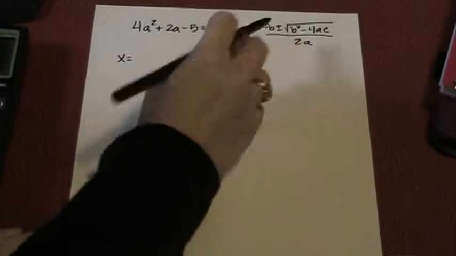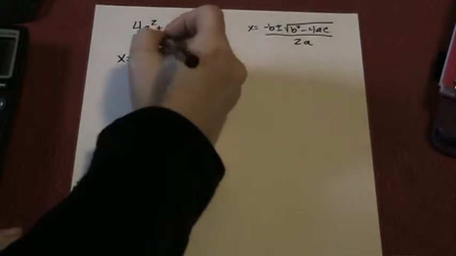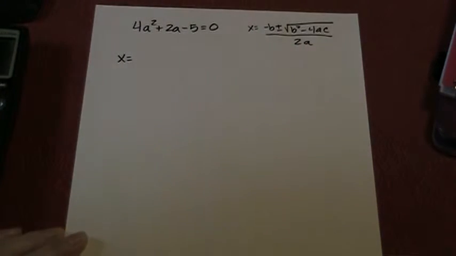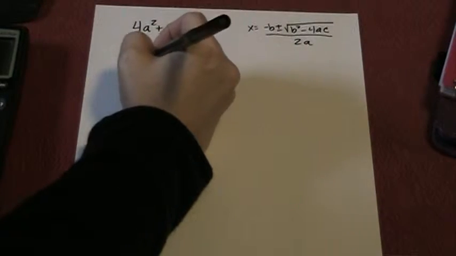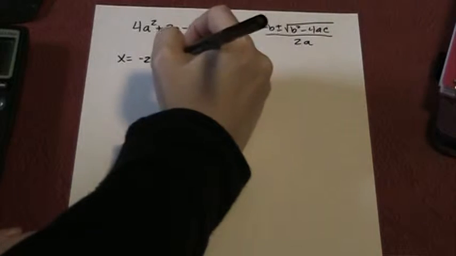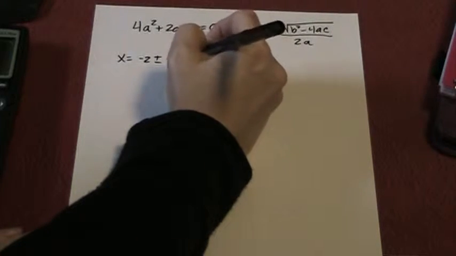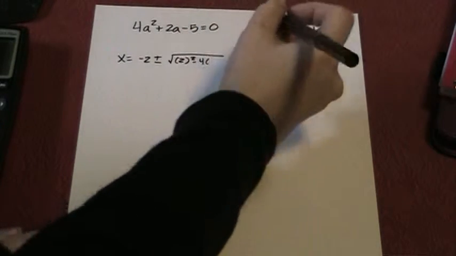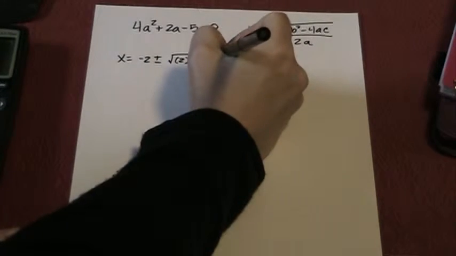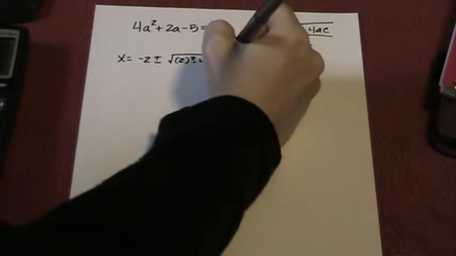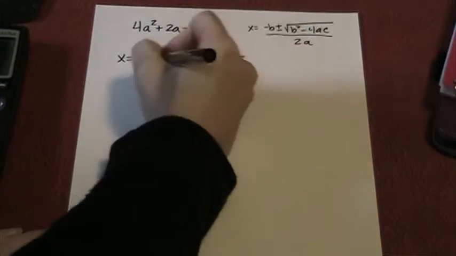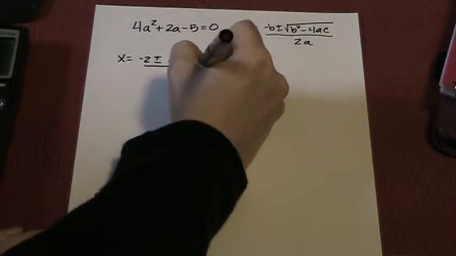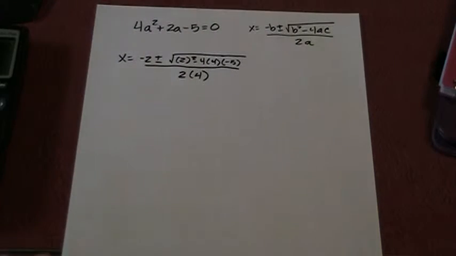Opposite of b means -1 times b, so 2 is my b value. If I multiply it by -1, I get -2. b squared would be 2 squared, minus 4, a would be 4, and c would be -5, all over 2a, which would be 2 times 4.